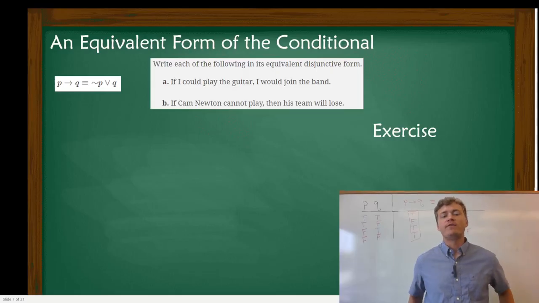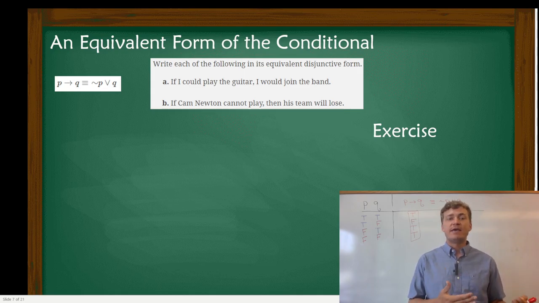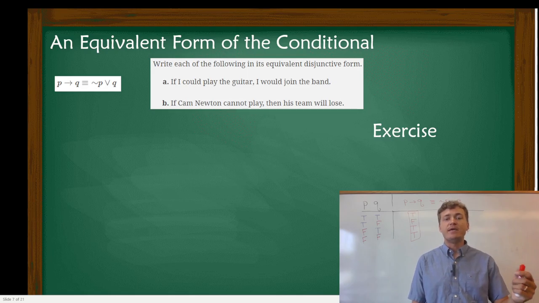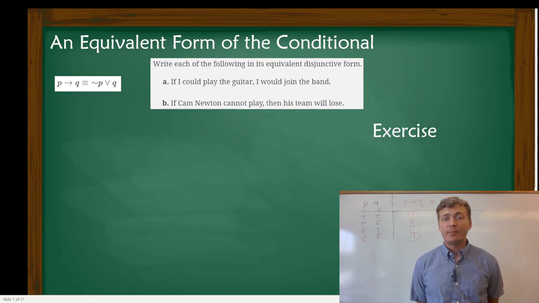Using our equivalent statement, write each of the following in its equivalent disjunctive form. Note for parts A and B, we are being given conditional statements, if-then statements, or just simply if P, Q. If I could play the guitar, I would join the band. This is an if-then statement. This is a P implies Q. How could we write this using the disjunctive form? Well, instead of writing P implies Q, write not P or Q. In other words, for part A, I cannot play the guitar or I would join the band.